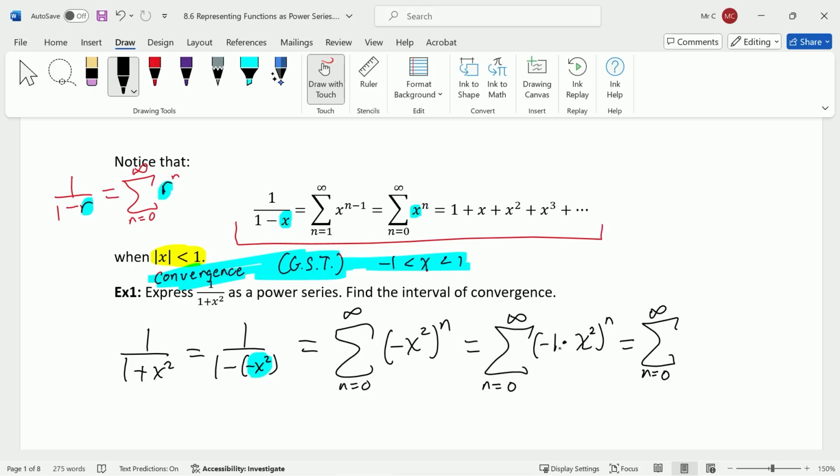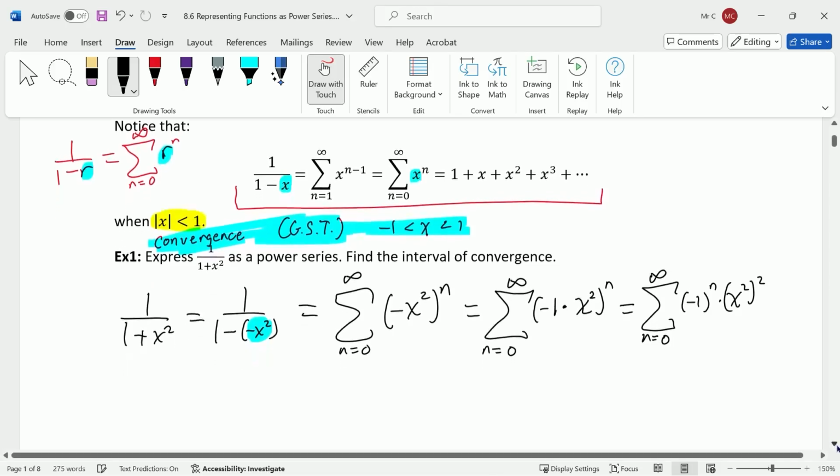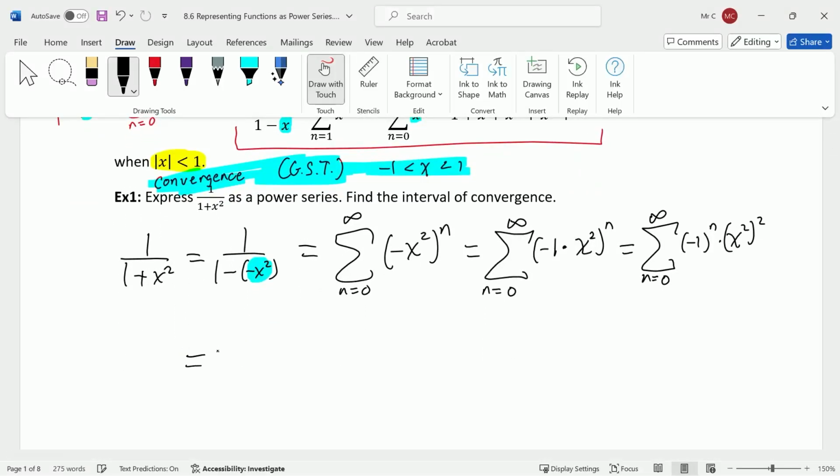So in this case, I have -1 times x squared to the n. That's the same thing as -1 to the n times x squared to the n. And that becomes the sum from n equals 0 to infinity of -1 to the n times, I wrote x squared squared, but that was x squared to the n. So this would be times x to the 2n.